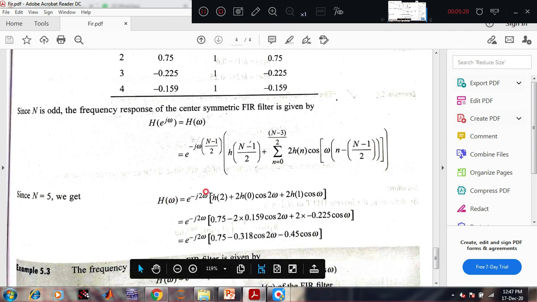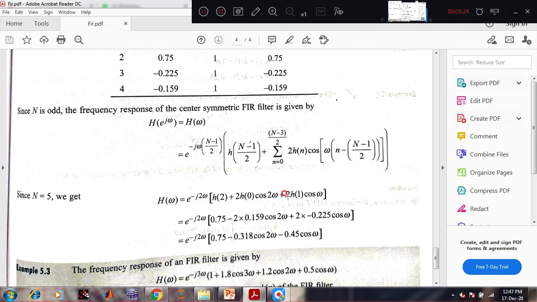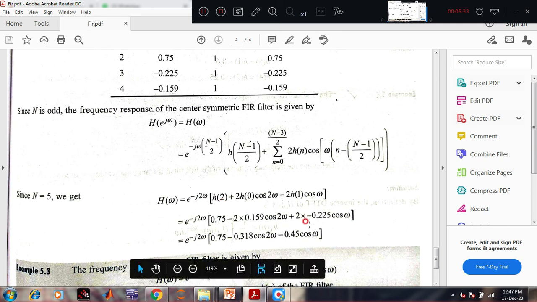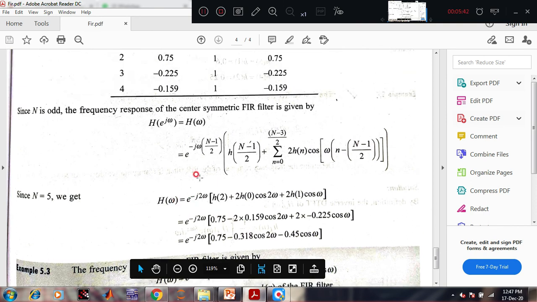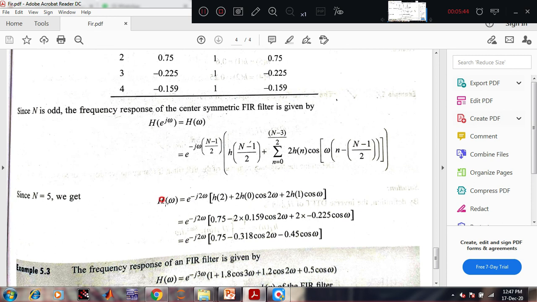You will get e raised to minus j 2 omega times h of 2 plus 2 times h of 0 cos 2 omega plus 2 times h of 1 cos omega. You also have to substitute n equal to 0 to 1, and substitute the h of 2, h of 1 and h of 0 values and simplify. Finally, we will get H of omega. Right? So this is the frequency response of the digital FIR filter.